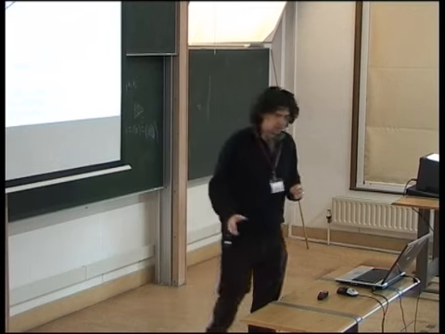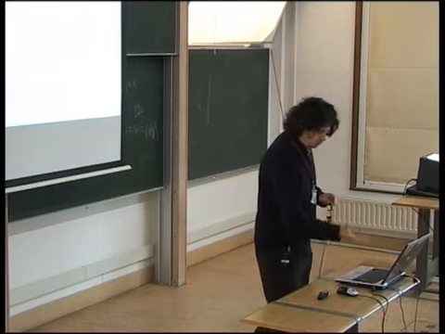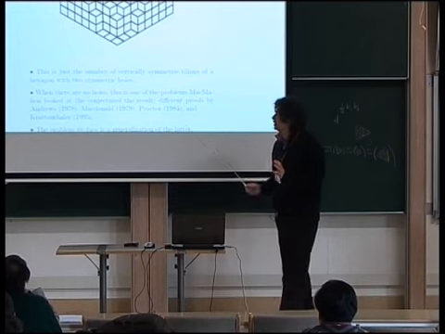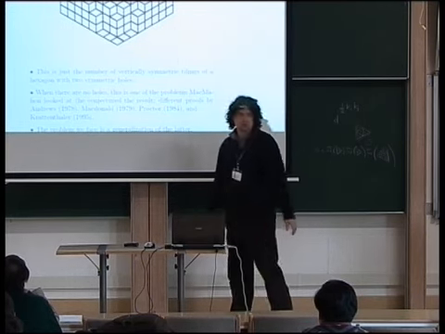He couldn't prove it, and then we have 4 different proofs available now. So Andrews, McDonald, Proctor, and Christian Kratenthaler all have different proofs for this in the case with no holes. So this is highly non-trivial work, right? It's very hard to find this number.